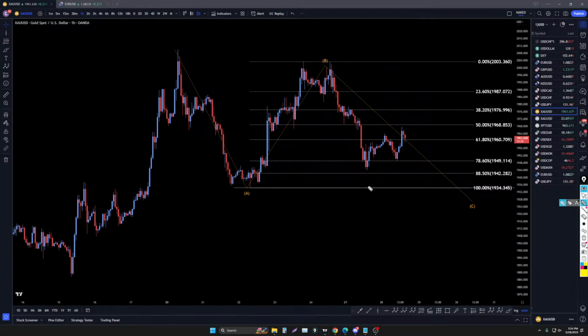And gold, I'm not really convinced that gold's going to go back down either. I don't know. I'm still more convinced that this is just going to keep drifting up. Let's check out a couple yen pairs.